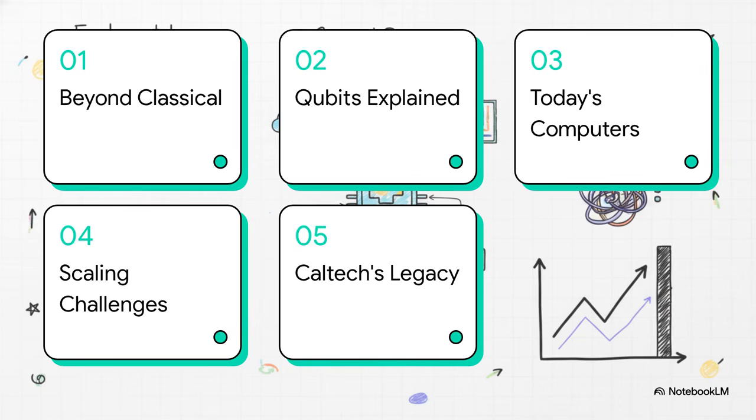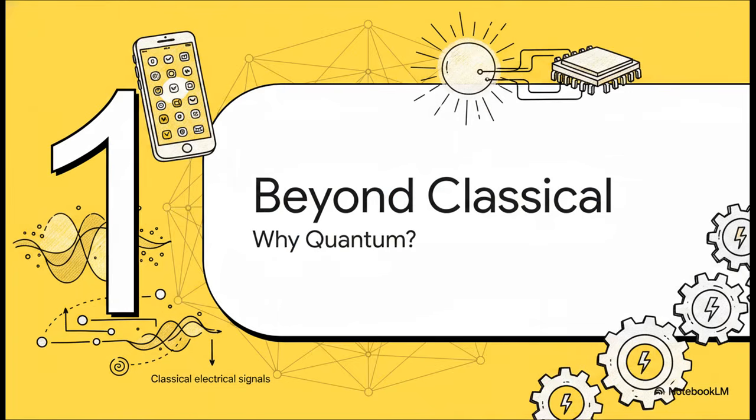Here's our roadmap for today. We'll start with beyond classical computers, then get into qubits and superposition explained. After that, we'll look at today's quantum computers, the scaling challenge, and finally, Caltech's quantum legacy. Let's jump right in. Part 1.